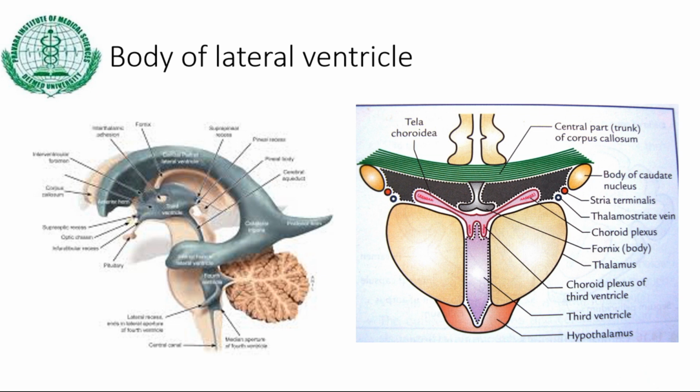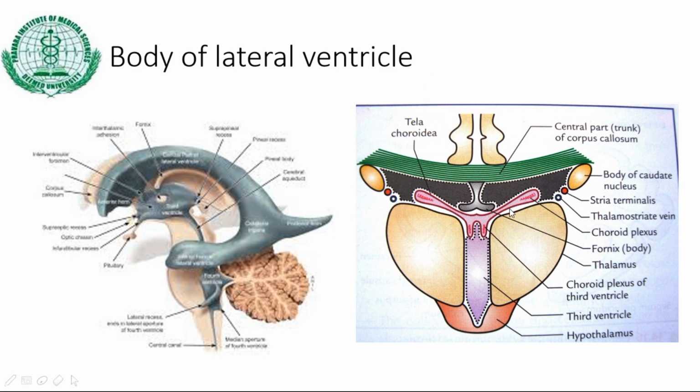Now in between the fornix and the upper part of the thalamus, there lies the choroid fissure. A fold of the pia mater, the tela choroidea, invaginates into the ventricle through this choroid fissure and covers part of the thalamus. Now this tela choroidea is common to both lateral ventricles and the third ventricle.